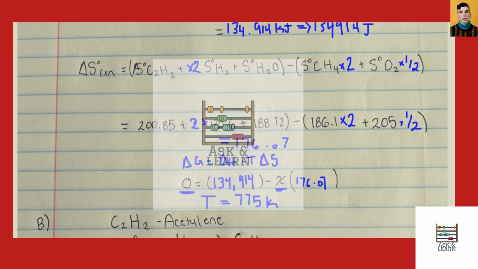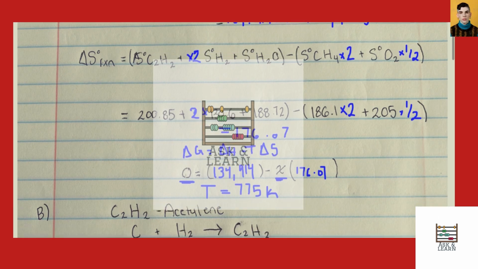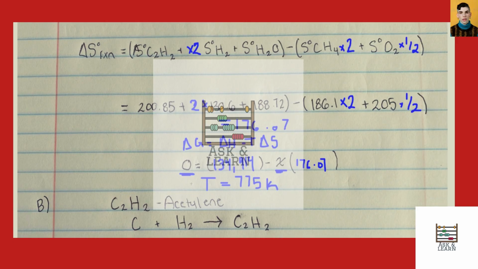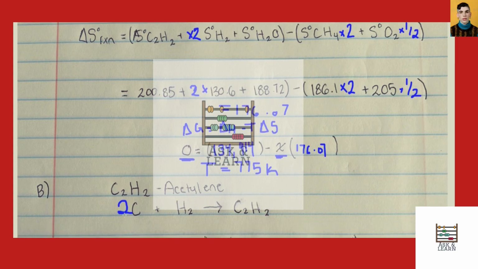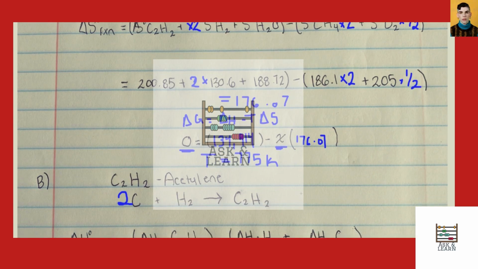All right, so B asks us to find the temperature at which the formation of acetylene will be spontaneous. Again, this is from its component parts. So we're going to have C plus H2. And remember, we always have to balance our equations, never assume they're balanced. So that is just going to mean putting a 2C here. So we have 2 C's on this side, 2 H's on this side, 2 C's, 2 H's. Perfect.